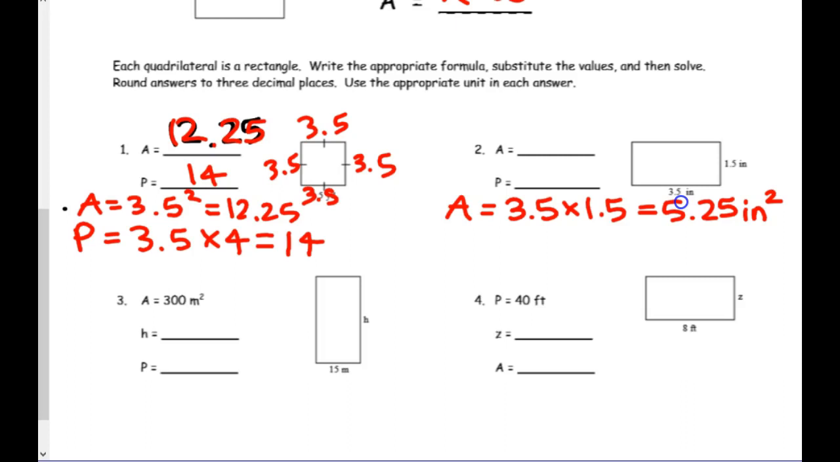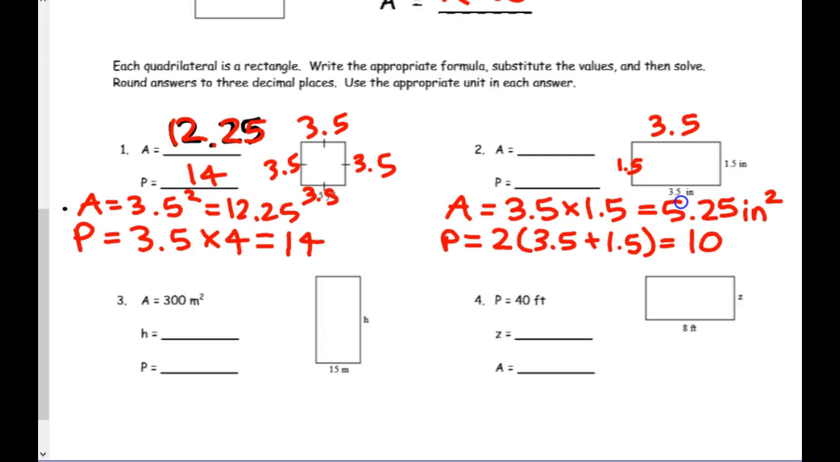Now, perimeter, again, we're going to add up all 4 sides. We got 3.5 plus 1.5 plus 3.5 plus 1.5. Another way to think about it is 2 times 3.5 plus 1.5 for a rectangle. But again, all you have to do is add up all 4 sides. Okay, and we get 10.